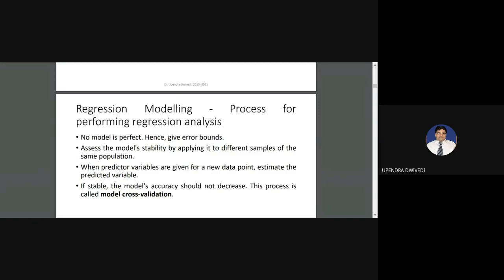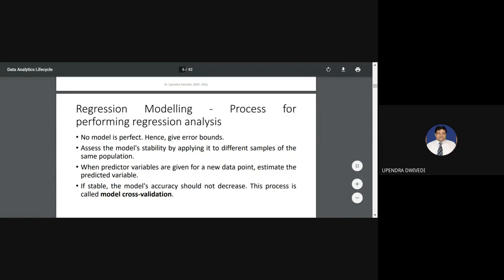Assess the model stability by applying it to different samples. If we have created our model for our own house, then we have to check the stability of the model by taking data from other houses in the locality and applying it to our own model. If our model provides the same accuracy, then we can say that our model is stable. Now, when we are sure that our model is stable and providing accurate results, we can apply the predictor variables to a new data point.